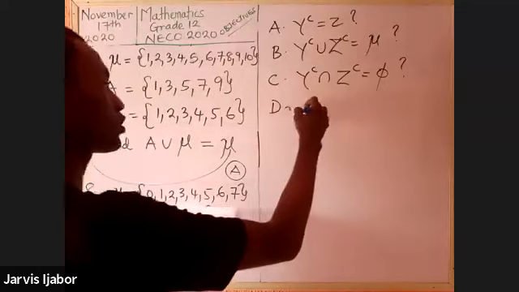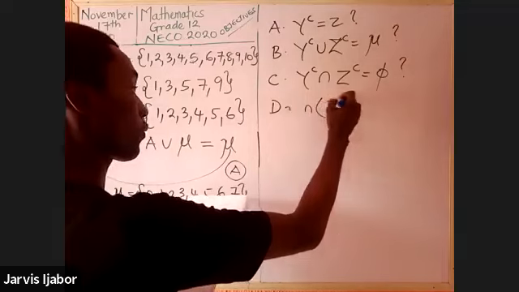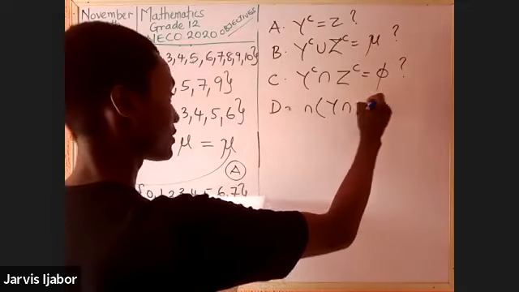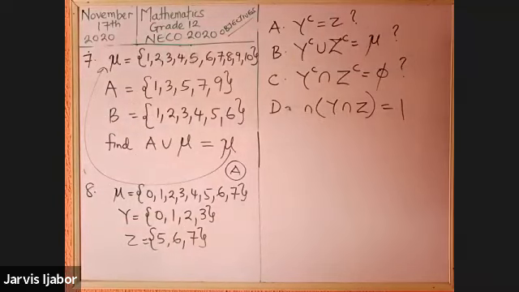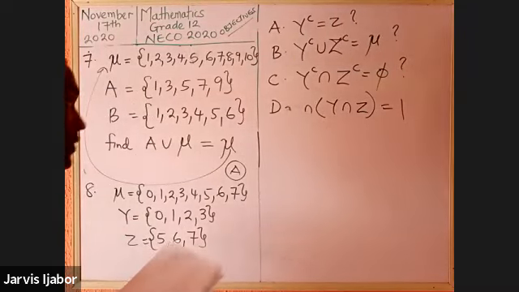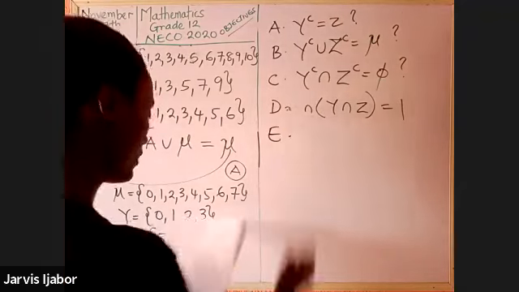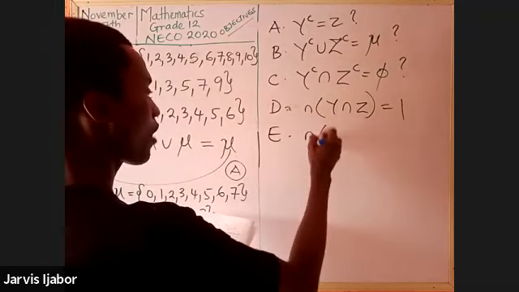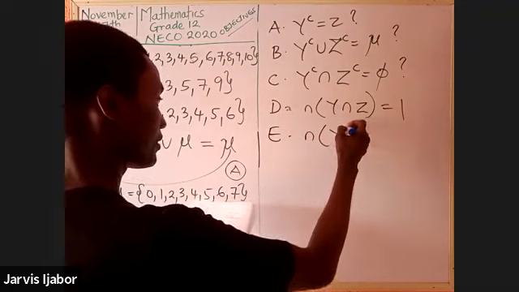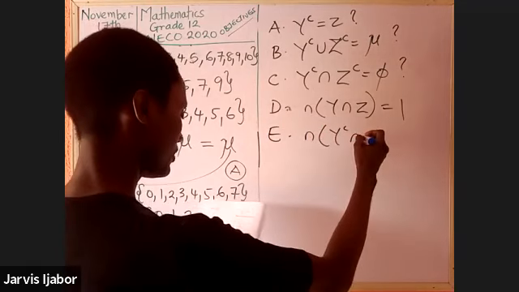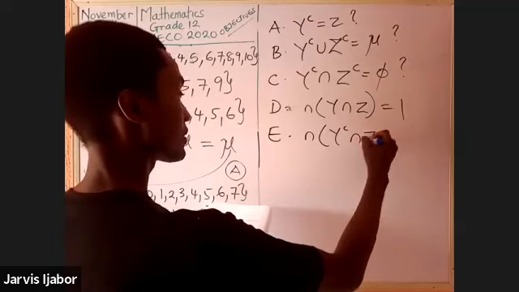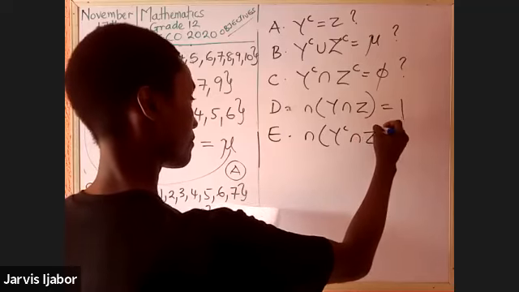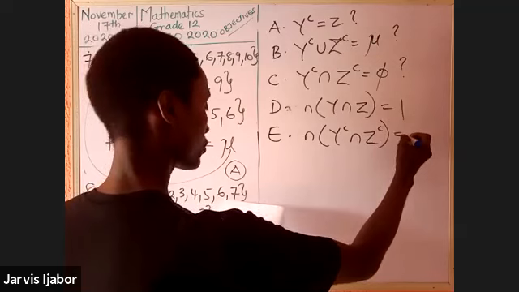Now the next one, the number of Y intersection Z is equal to 1. Is that correct? Think. Now E, the number of Y prime intersection Z prime will be equal to what? 9.